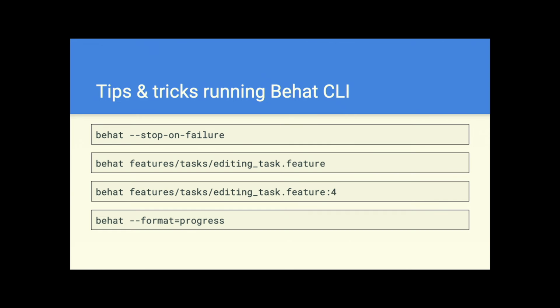Lastly, if you don't like to have pages and pages and pages of green, some people don't like it, you can use the --format=progress option, and you get the same kind of output as you have with PHPUnit. So the dots and the Fs.